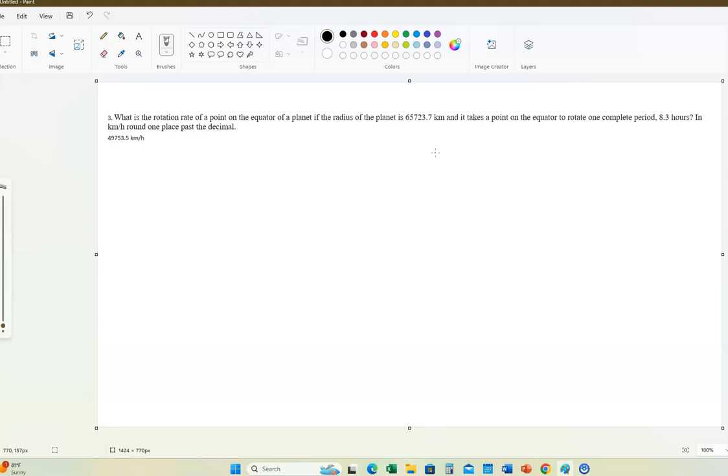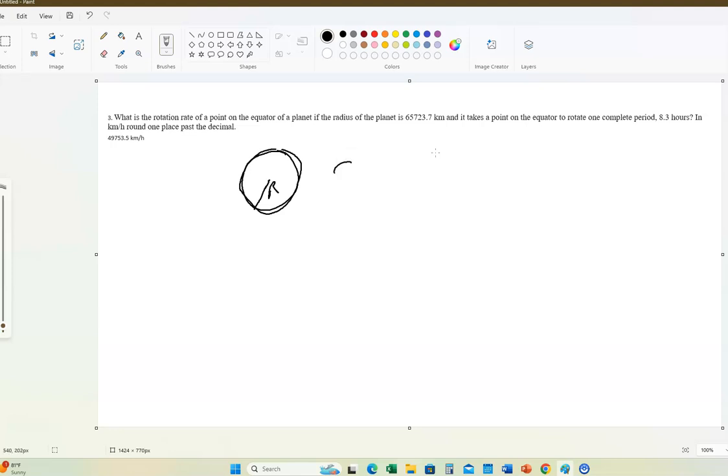And of course there's the answer, 49,753.5. Let's see how we get that. There's really only one trick with this one. If you have something in a circle and you know the radius, let's say this is the middle of the circle, there's a relationship between the circumference, which is the distance all the way around, and the radius.